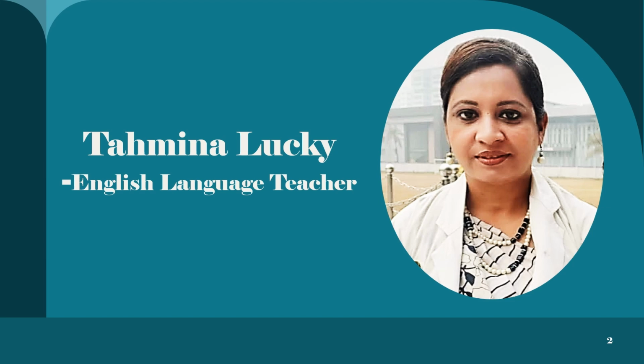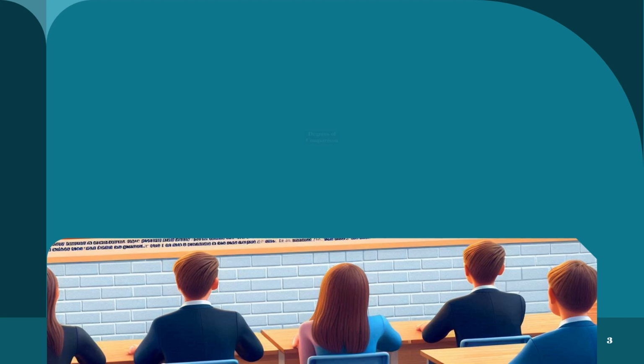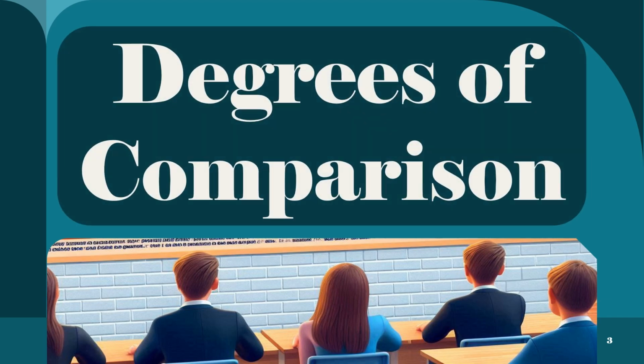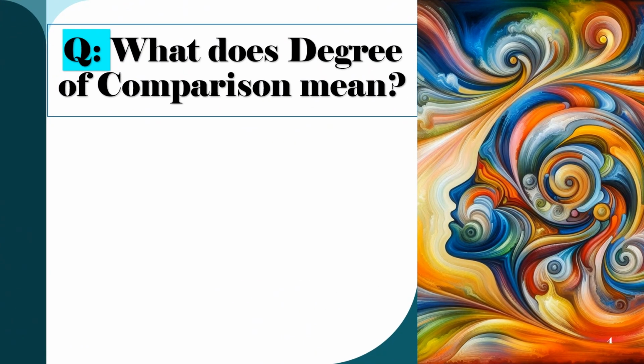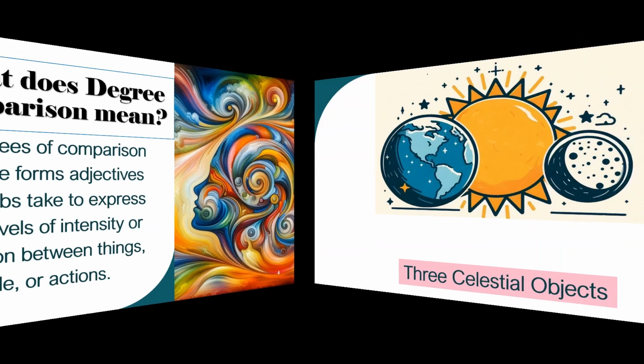Today I'm gonna share a new grammatical topic with you, and that is degrees of comparison. So let's get started. At first, let's know what does degree of comparison mean? Answer is degrees of comparison refer to the forms adjectives and adverbs take to express varying levels of intensity or comparison between things, people, or actions.